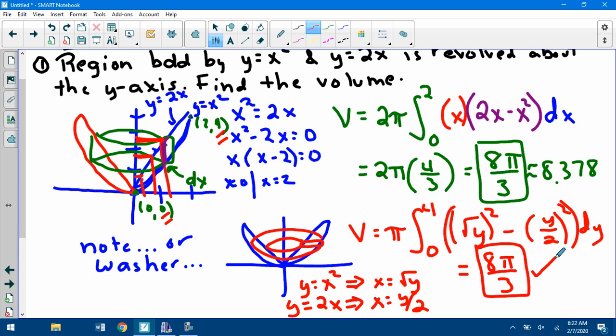And again, the advantage to using shell is we don't have to do this step where I have to worry about rewriting my equations. It wasn't too hard in this example, but remember that one from the homework? That was super nasty, so you wouldn't have wanted to do that.